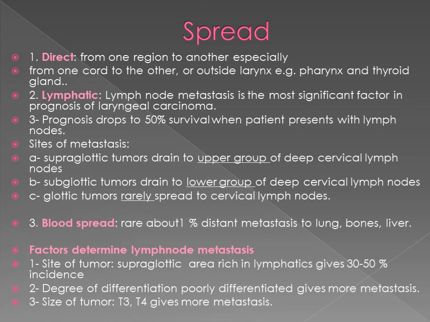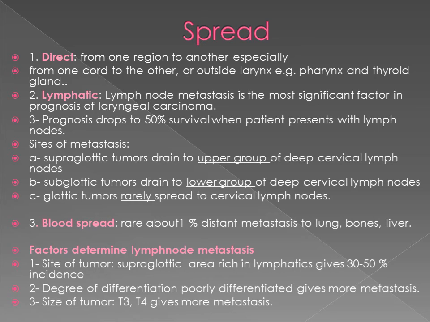Supraglottic tumors drain to the upper group of the deep cervical lymph nodes, subglottic to the lower group of the deep cervical lymph nodes, and glottic rarely spread to the cervical lymph nodes. Blood spread is rare, about 1%, to lung, liver, and bone.